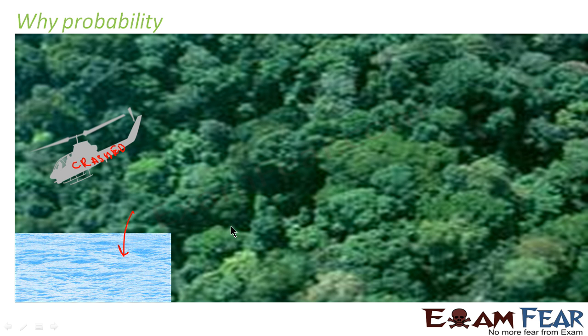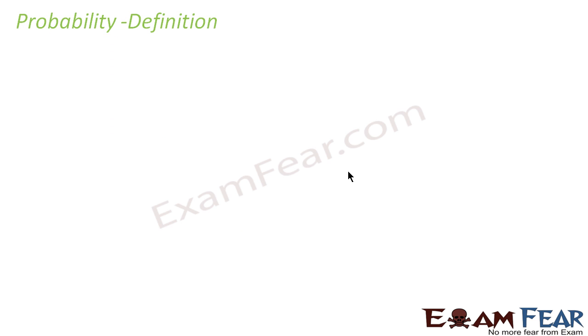Because this is a dense forest and the helicopter crashed somewhere. It may have crashed inside the pond, it may have crashed outside the pond. We don't know. We want to find out the probability that it has crashed inside the pond. So in such a case we use probability. Correct? Probability is where we find the certainty. Let's suppose the probability comes out to be 0.1. That means there is a 10% chance that this plane crashed in this pond, and a 90% chance that the plane crashed elsewhere. Such kinds of events or scenarios we deal with using probability.